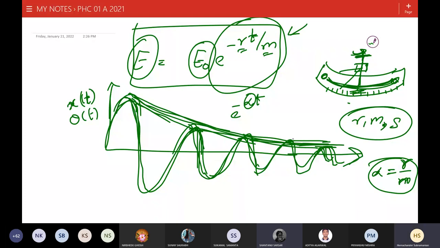Okay, so there are various names for these kind of measurements. One is called logarithmic decrement.